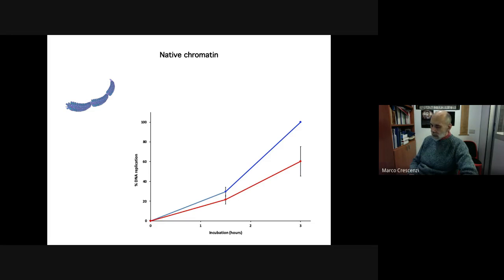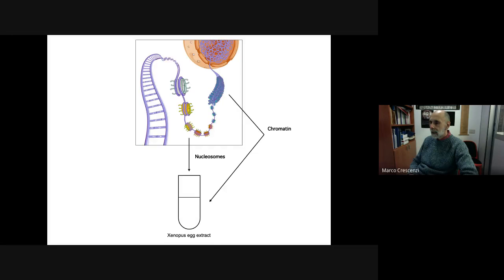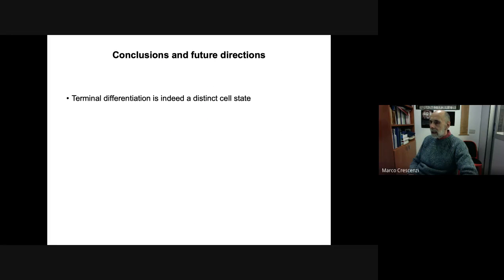Now, the conclusion of what I've told you. Terminal differentiation is indeed a distinct cell state. Some people have argued that terminal differentiation does not exist, that what we call terminal differentiation is basically a very deeply quiescent state that nonetheless can be reverted. Well, I think our data show that terminal differentiation is a state in itself, that in this state, the cells show properties that cannot be found in non-terminally differentiated cells.